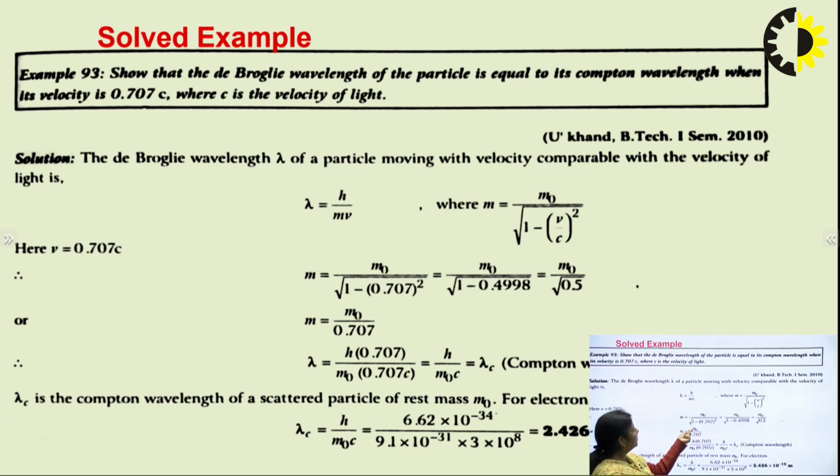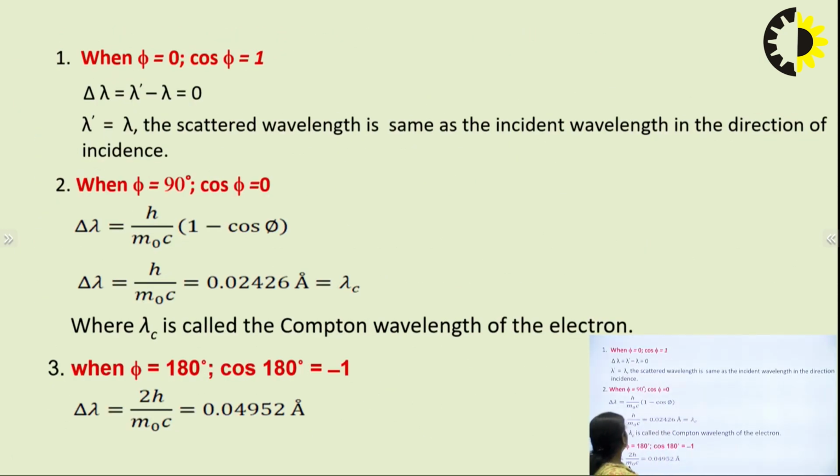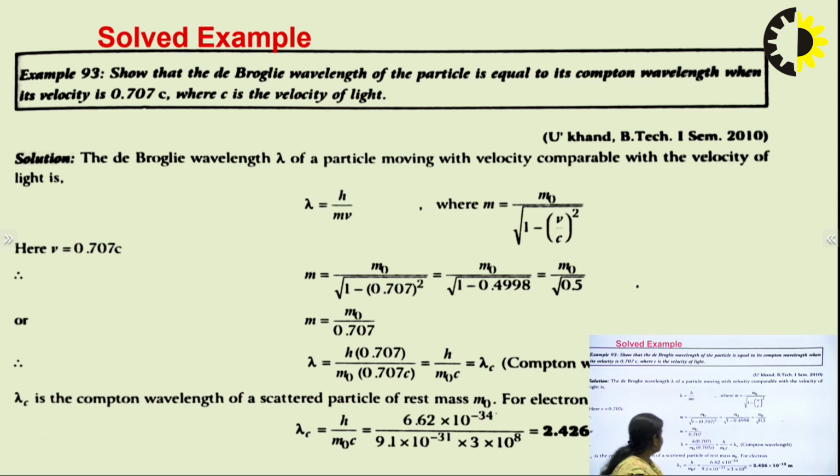So m is obtained as m naught upon 0.707. Now we put this value of m in the expression of the de Broglie wavelength. So it is obtained as lambda equals h upon m naught c, and this is the same expression which we obtain for the Compton wavelength. This is the Compton wavelength, lambda c. So it is obtained like this. We were asked to show that this de Broglie wavelength is equal to the Compton wavelength. So this we have shown.